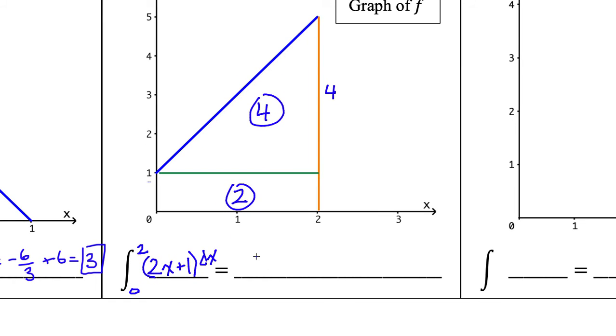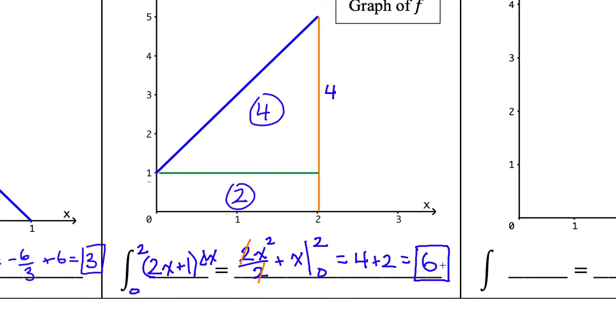Okay, antiderivative of 2x plus 1. Antiderivative of 2x is 2x squared, divided down by 2, plus x, evaluation bar between 0 and 2. Once again, when I plug in 0, nothing happens, so I don't have to worry about subtracting anything. When I plug in 2, these 2's, by the way, cancel each other out. I'm going to get 4 plus 2, which is exactly what we got up here. So our answer is 4 plus 2, which is 6. Final answer, and box it.